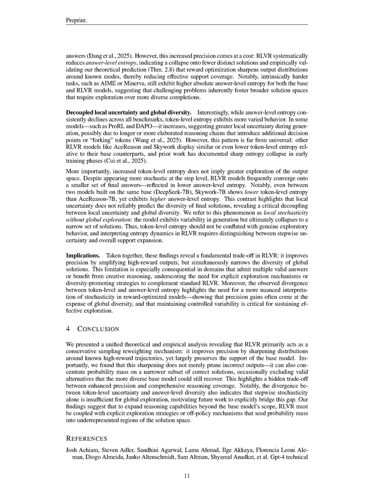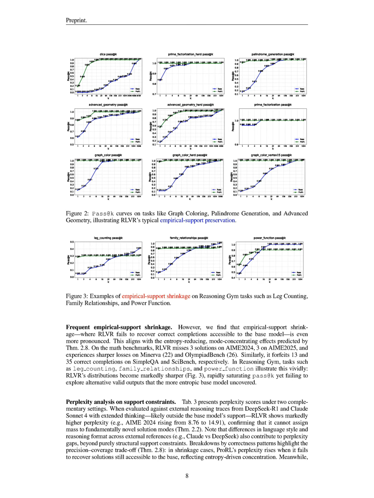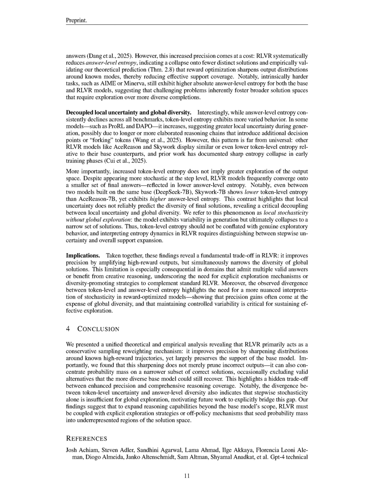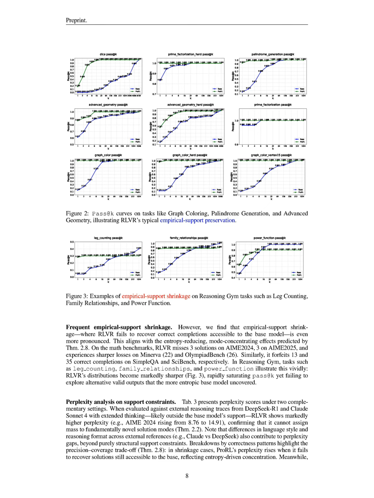In the empirical evaluation of the RLVR method, significant improvements were observed in pass-at-1 accuracy across all benchmarks, with average performance increasing from 48.9% to 65.4% for ProRL, and from 43.0% to 61.29% for DAPO. However, while RLVR consistently enhances precision at pass-at-1, it also leads to a notable shrinkage in empirical support, where RLVR fails to recover correct completions that were accessible to the base model.